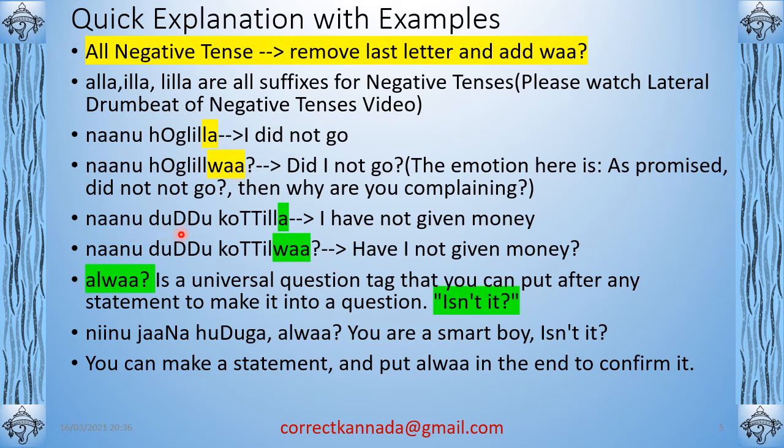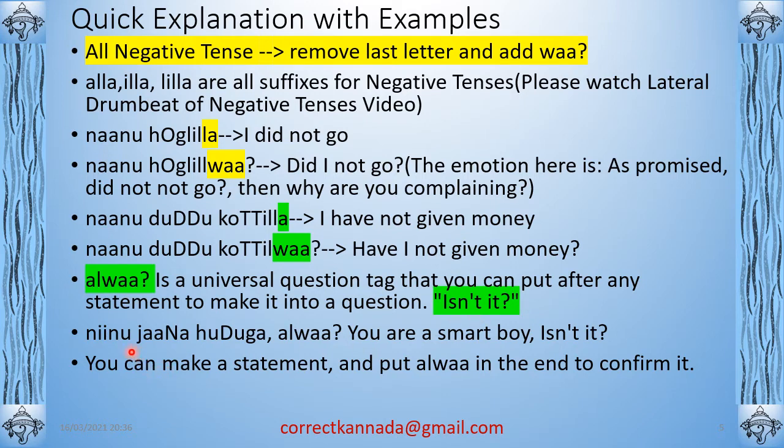Naanu duddu kottilla. This is present perfect negative tense. I have not given money. How do you convert this to a question? Naanu duddu kottilva. Have I not given money? Right? Kottilva. So alva, like what I said, is a universal question tag and it literally means isn't it.